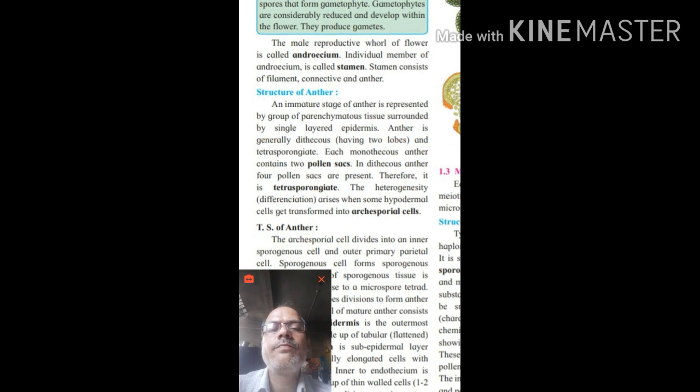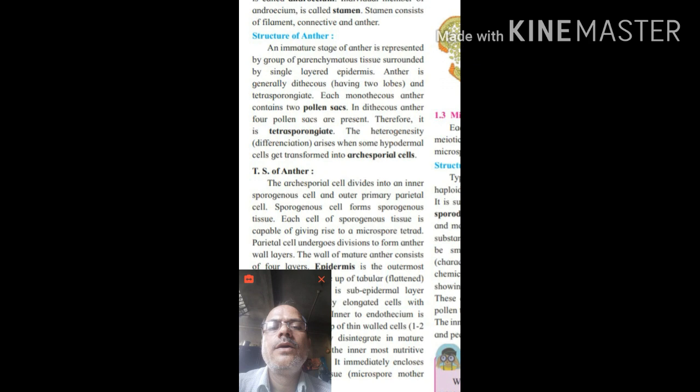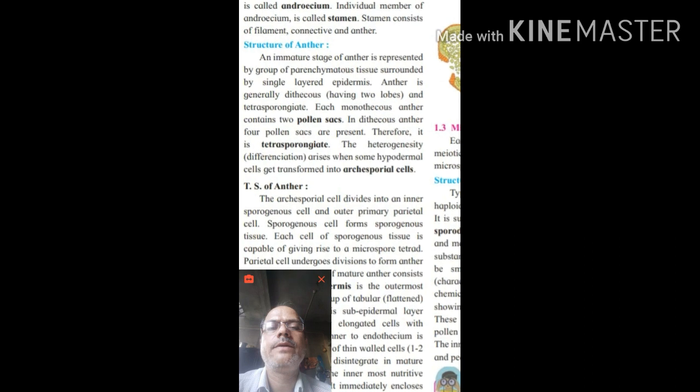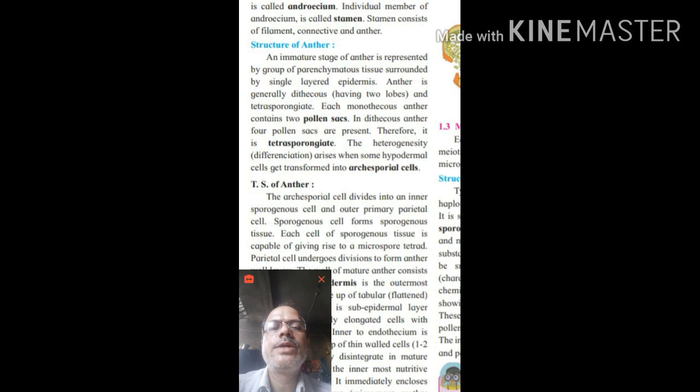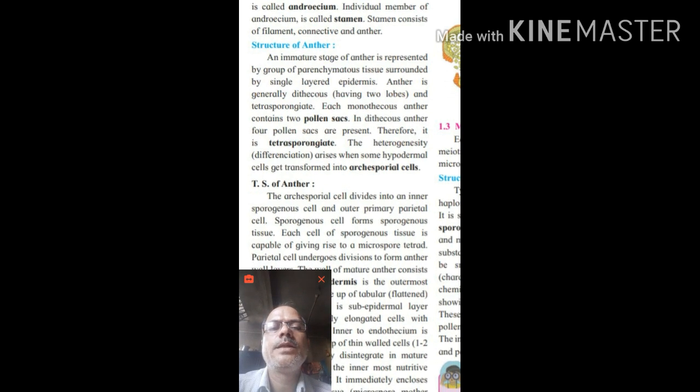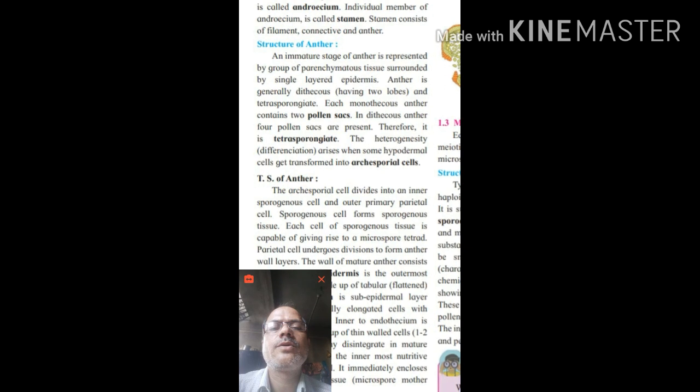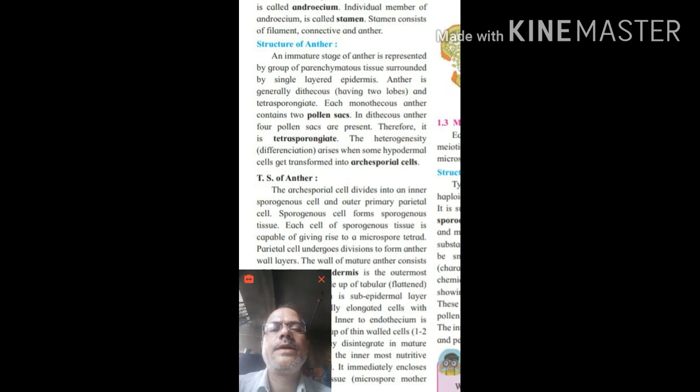Then the structure of the anther. Before the maturity of the anther, the cells of the anther are made up of parenchymatous cells. That means before maturity, the parenchymatous cells are present in the anther.